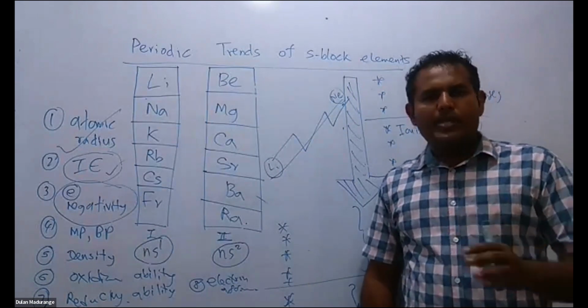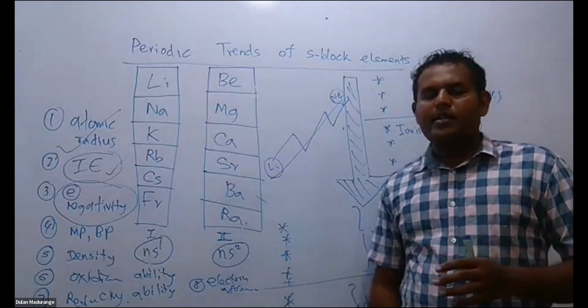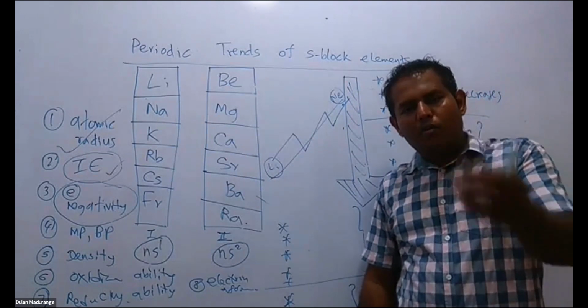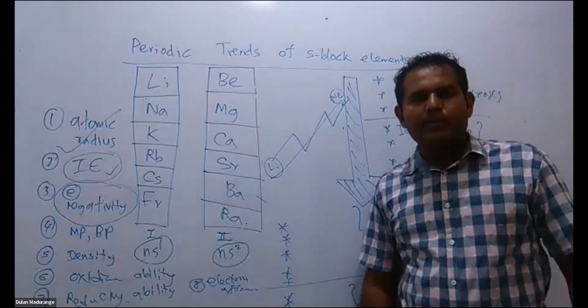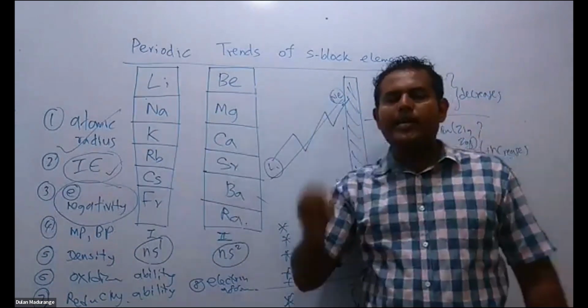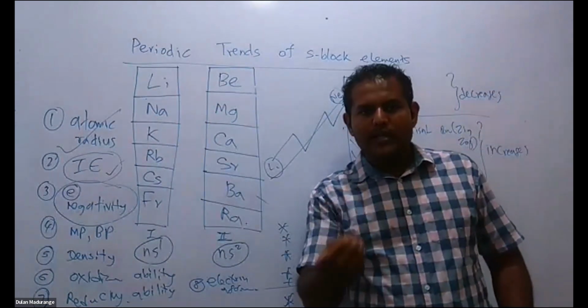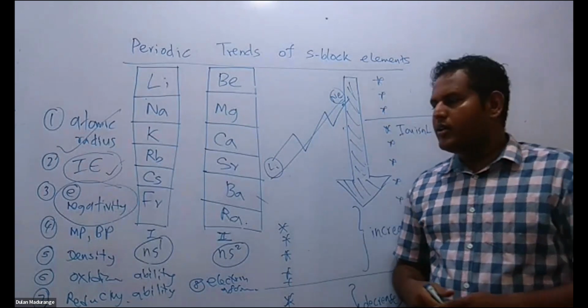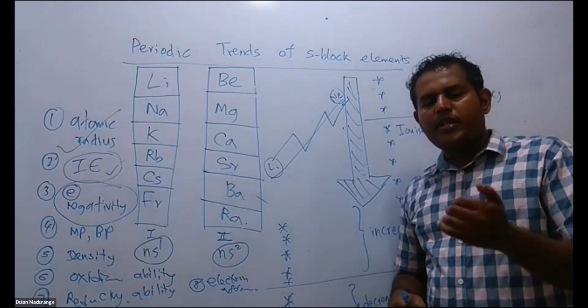Melting point depends on, since these are metals, the metallic bond strength. If you take lithium and beryllium, which one has the higher metallic bond strength? Do you know the factors affecting metallic bond strength? There are two factors affecting metallic bond strength.